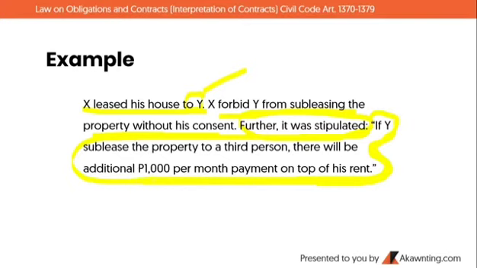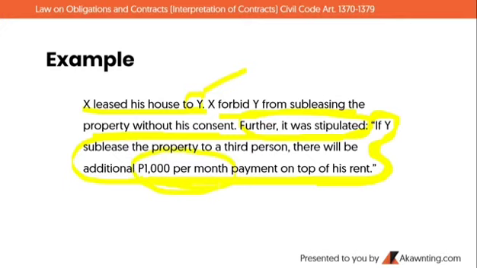Pag in-interpret natin siya as on its own, di ba? On its own, mali yung magiging interpretation natin. Okay? Ano nga dapat ang interpretation? Pag binasa kasi natin yung buong kontrata, in the first place pala, bawal kasi. Bawal isublease. So, this 1,000 pesos, okay, it's not additional payment actually.